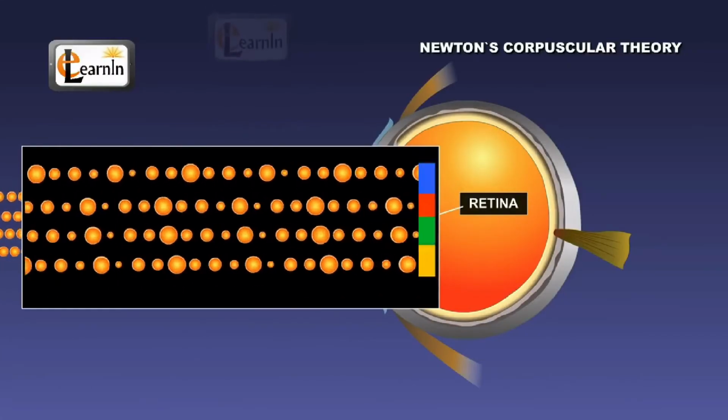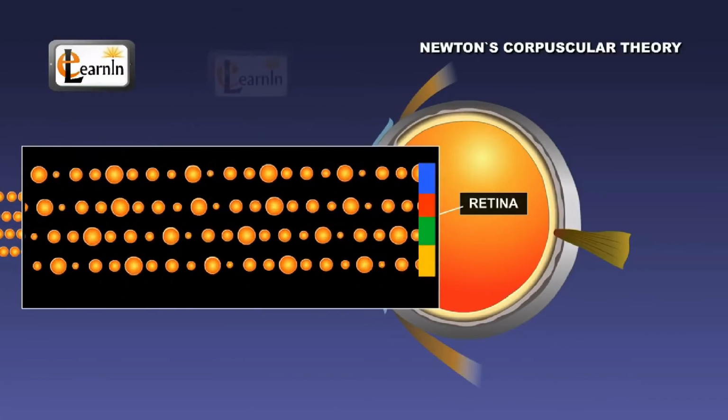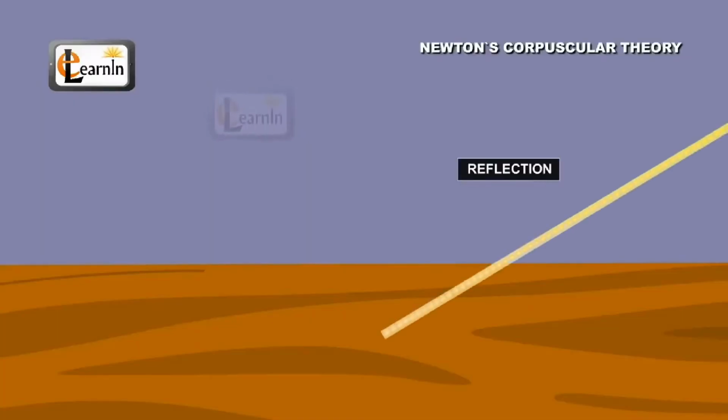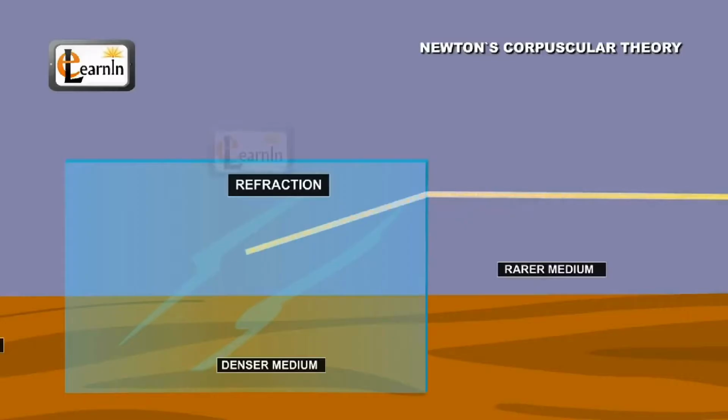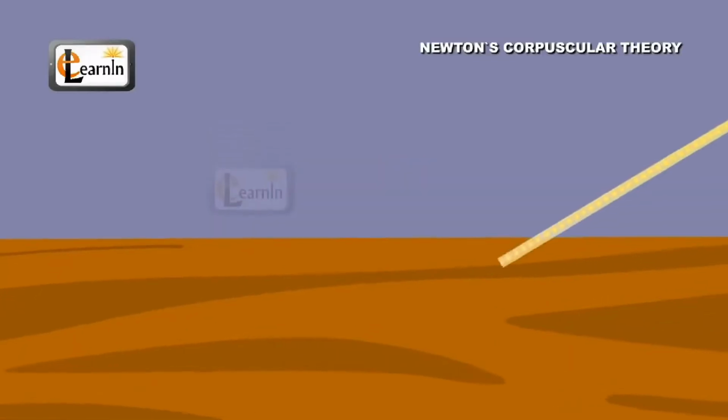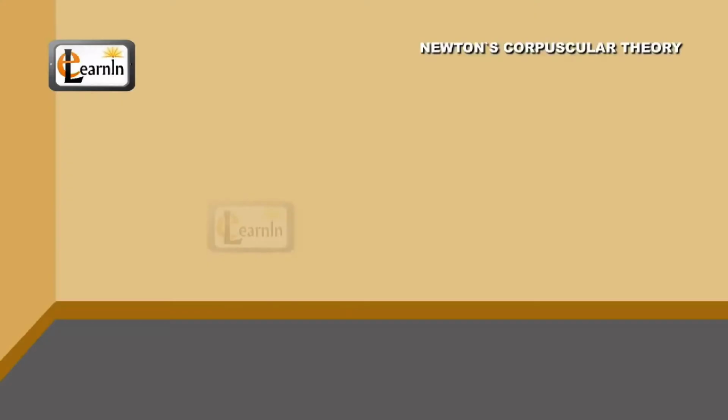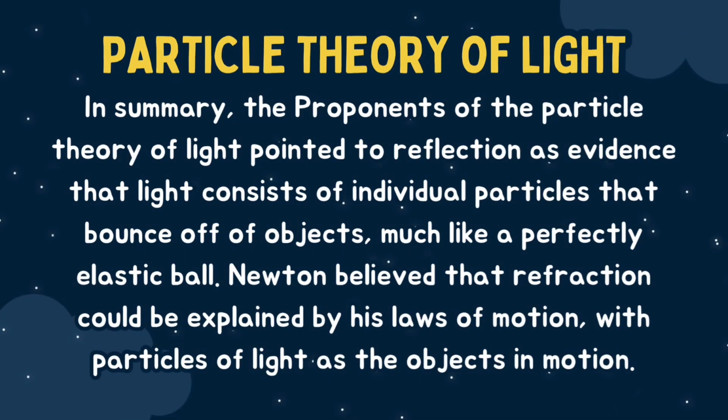Various colors of light are due to the difference in sizes of these corpuscles. These corpuscles could perfectly explain the concepts of reflection and refraction of light. The reflection of light, which consisted of corpuscles, is just like the reflection of a perfectly elastic ball. In summary, the proponents of the particle theory of light pointed to reflection as evidence that light consists of individual particles that bounce off objects, much like a perfectly elastic ball. Newton believed that refraction could be explained by his laws of motion, with particles of light as the object in motion.